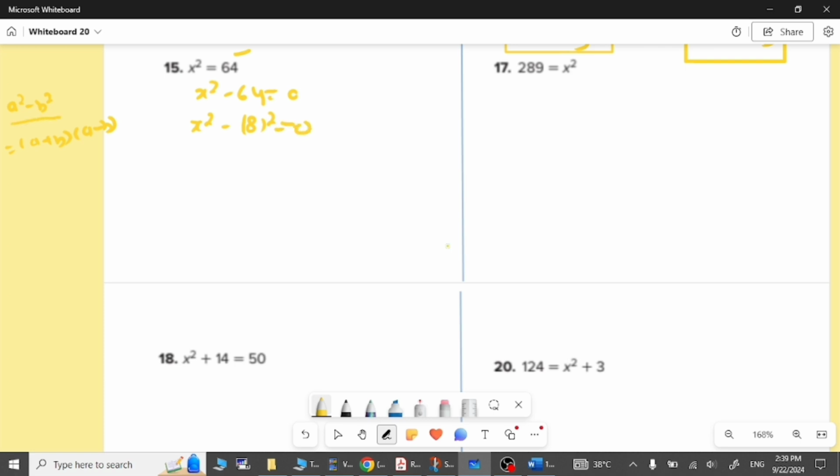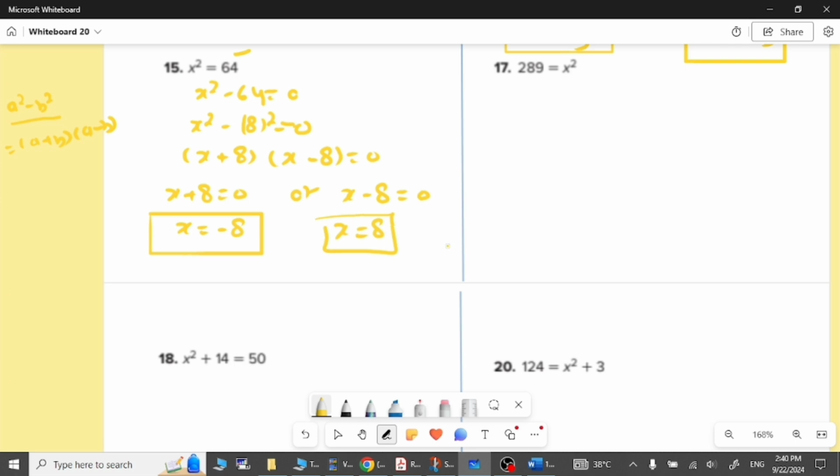Okay, it means this question has become like this. So in place of a, x is written, and in place of b, 8 is written. So apply the formula. Firstly a plus b, so I'll write x plus 8, and a minus b, x minus 8 is equal to 0. Again the product of two expressions is 0, so I can write x plus 8 is equal to 0, or x minus 8 is equal to 0. Further solve it, it will give you minus 8 from here, and from here you will get 8. Okay, so these are your two answers.